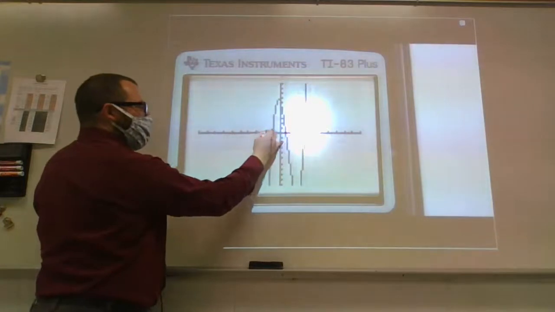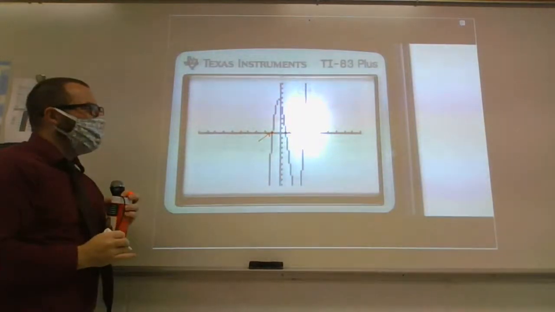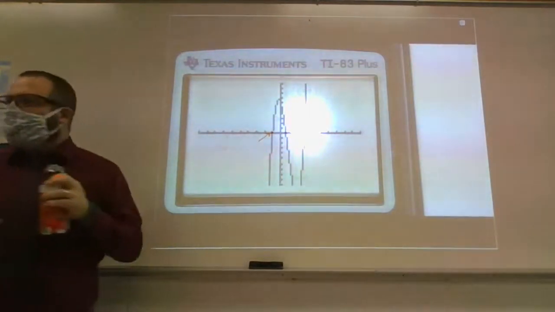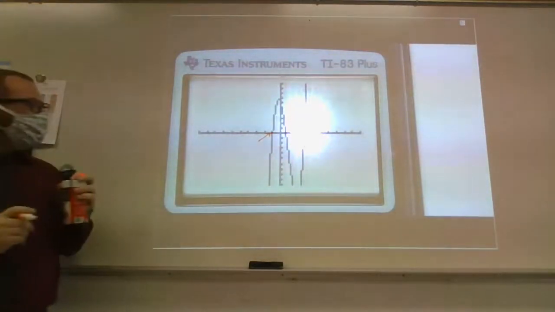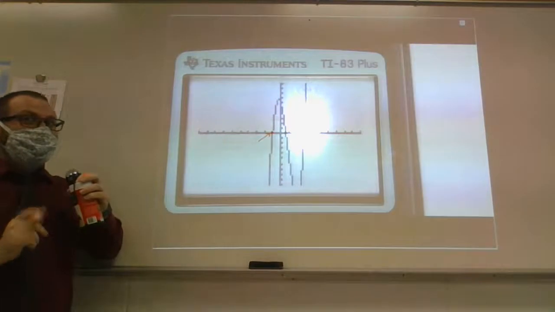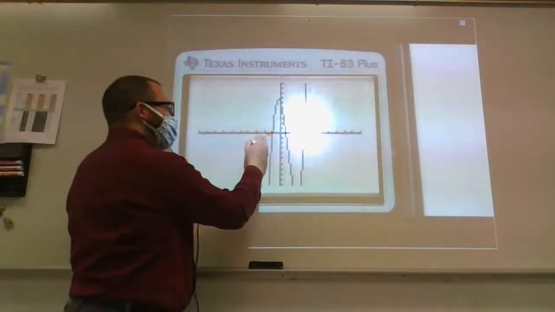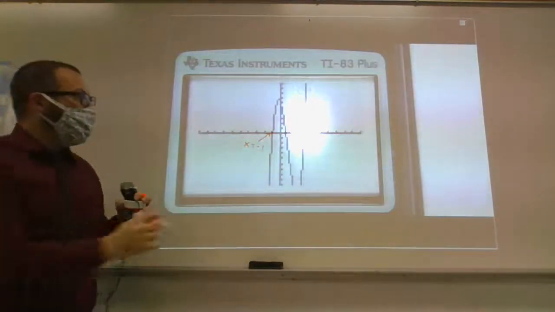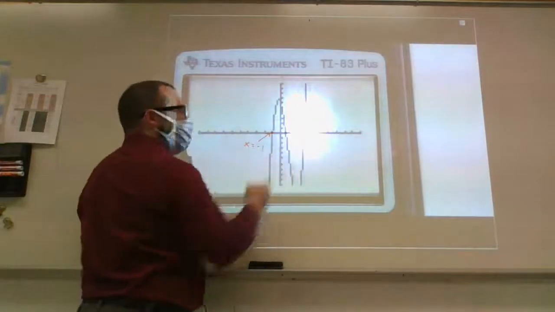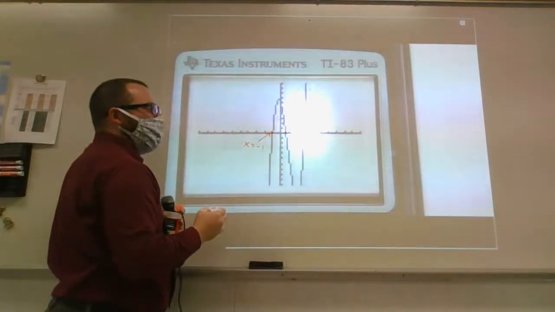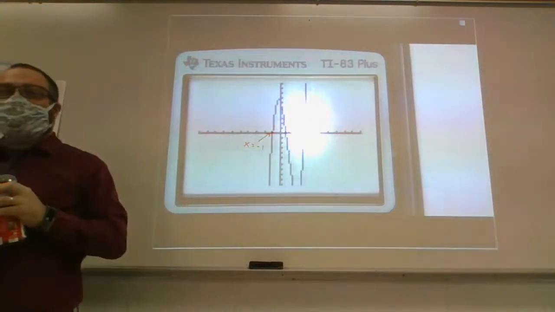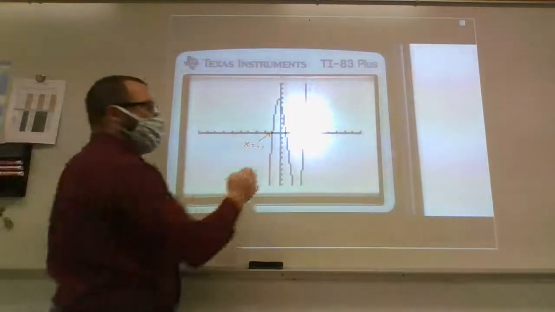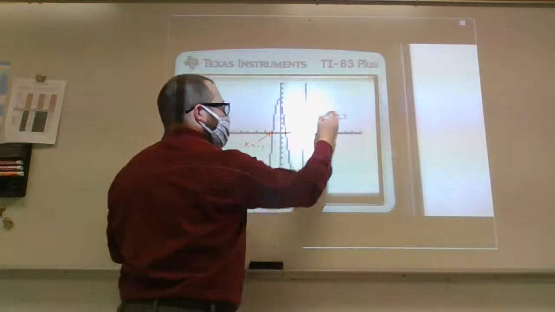What do you think that number is right there? What do you think that x-intercept is, the one that I just pointed a little arrow to? -1. Looks like x equals -1. What about this one up here? Looks like +3.